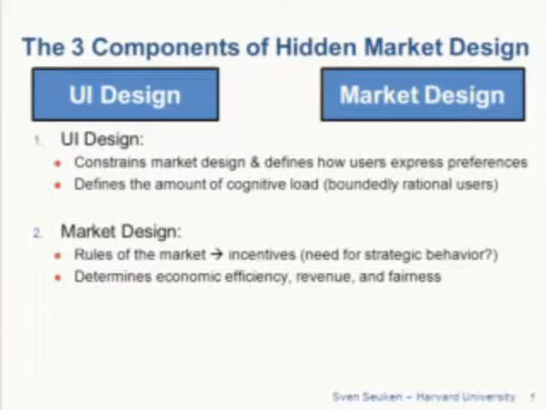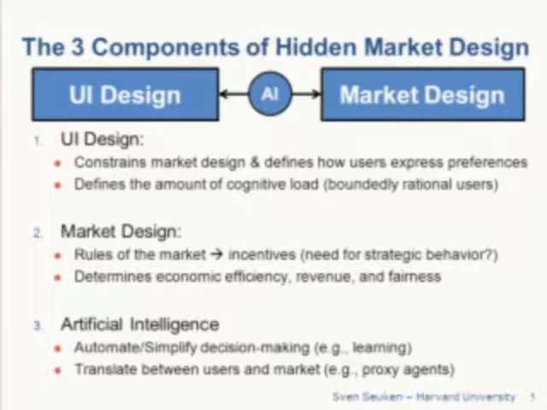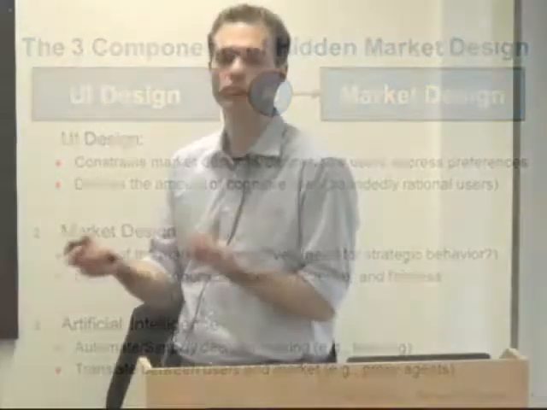On the other side, we have the market design, where by specifying the rules of the market, we are defining the market's incentives and whether the users will have a need for strategic interactions, and we will determine the economic efficiency, revenue, and fairness properties of the system. So these are the two obvious ones, and then I argue there's a third one which is also important, namely artificial intelligence, which can help to bridge between the two.